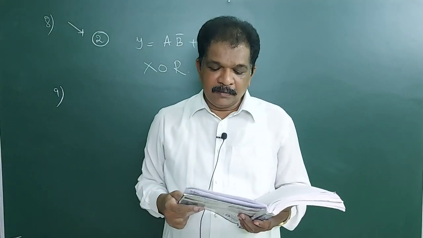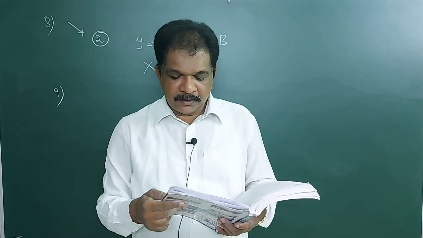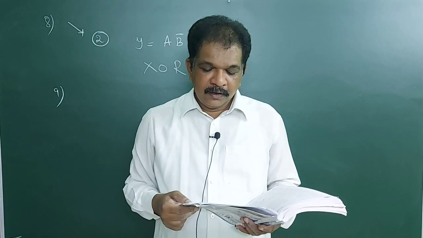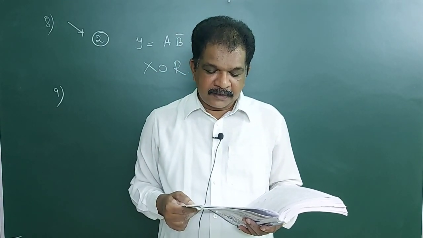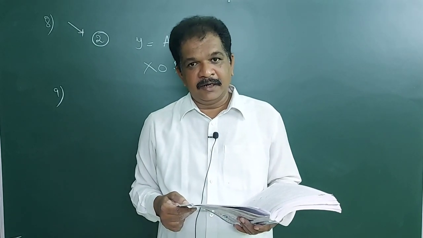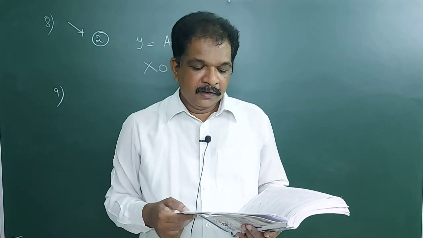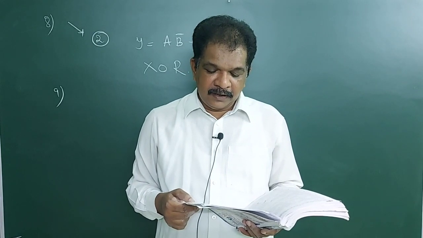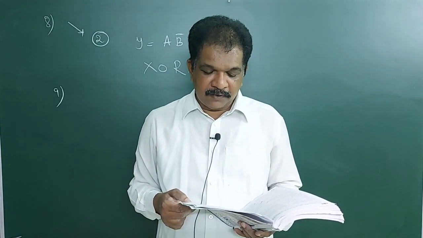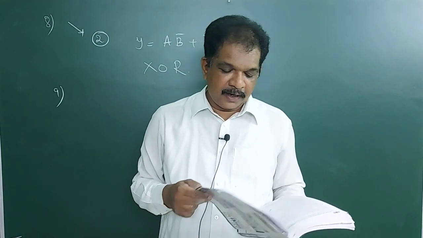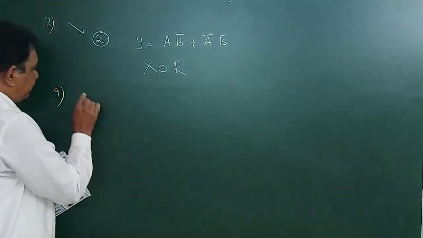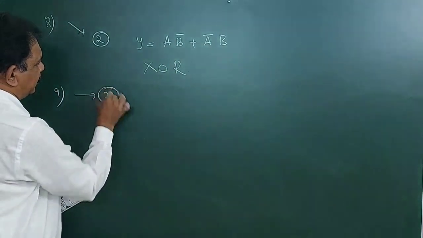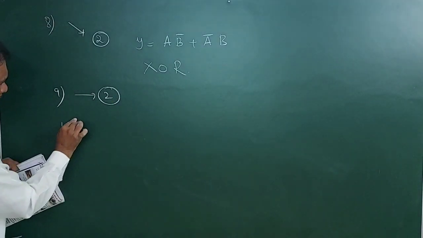See the ninth question. Copper and germanium are cooled from room temperature to 100 Kelvin. What will happen to their resistance? Cooling means semiconductor resistance increases. For conductor it will decrease. So second option will be correct for it. Ninth, it will be second option. Next, see the 10th question.